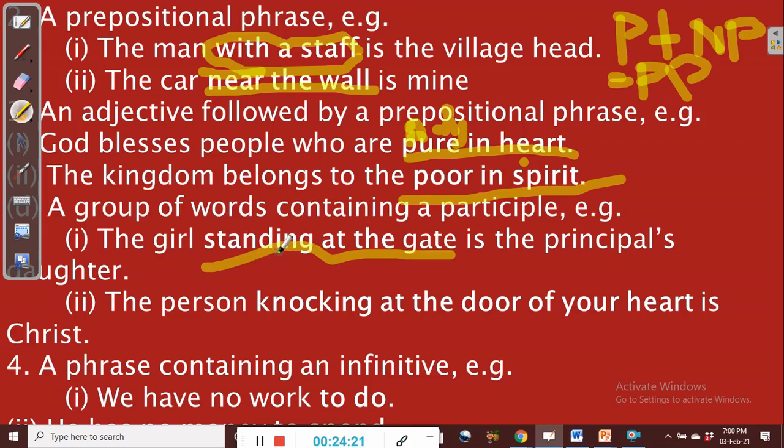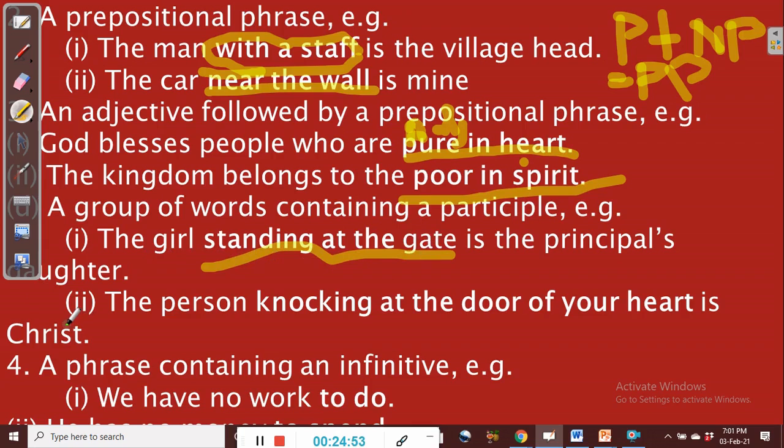How do we know it's an adjectival phrase? We know it's an adjectival phrase because it's telling us more about a noun or a noun phrase, the girl. If we say the girl is the principal's daughter, and there are other girls within the premises, and someone asks which girl are you talking about, then the speaker says the one standing at the gate. So standing at the gate is functioning as an adjectival phrase here.